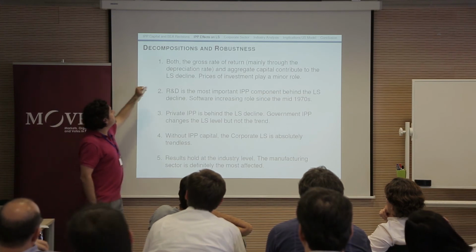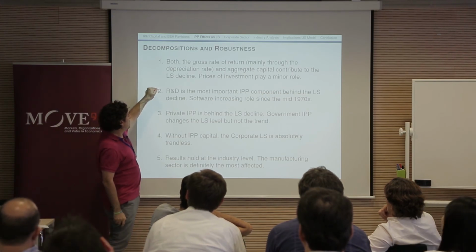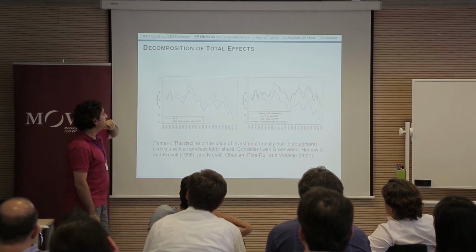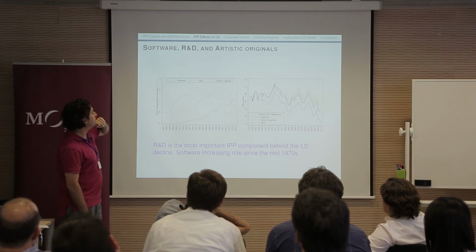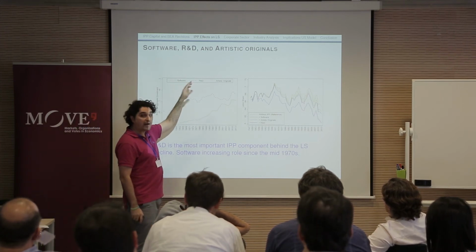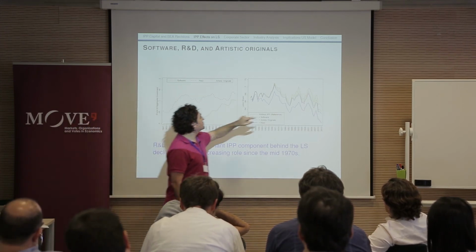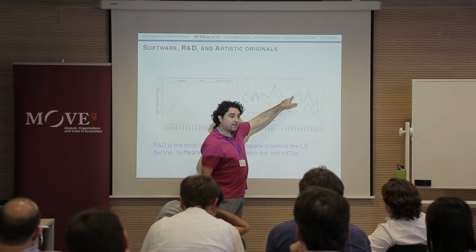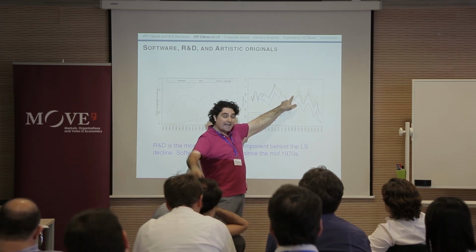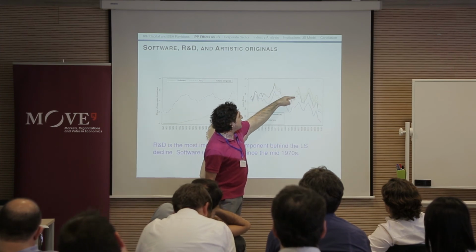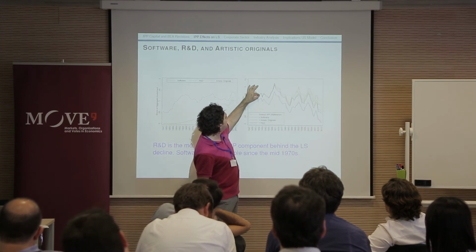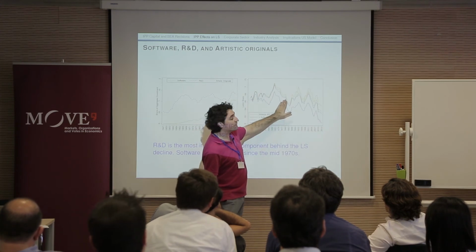We do many decompositions and robustness exercises, so maybe I can show you one or two. Let's look, for example, at the decomposition between software, R&D, and artistic originals. I start with the orange line that doesn't have IPP. I add software, and then suddenly my line becomes green. You can see that over here there is no change. The changes start in the 70s.